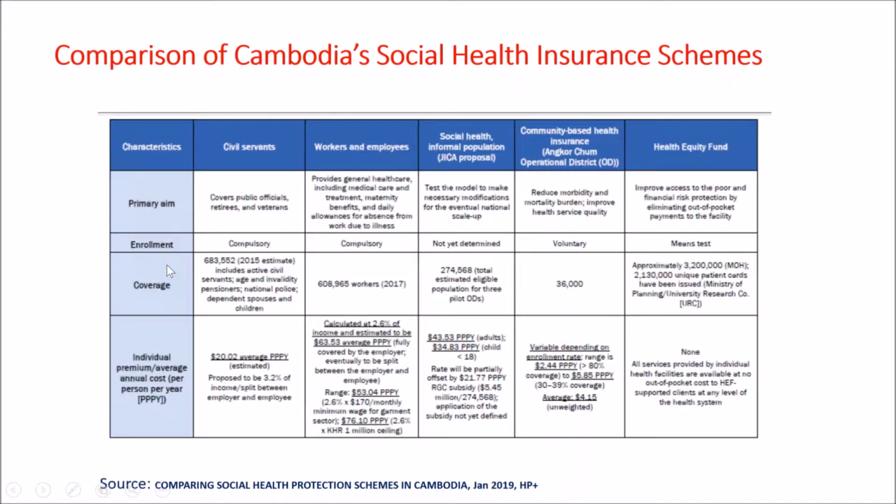This table shows the comparison, but I will not read all of it. We have the civil servant, worker and employee, social health protection for the informal population, and community health insurance and health fund. We have the aim, goal, and enrollment coverage. Right now for the health fund, you can see here that about 3 million of the poor population are supported by the government through the PMI.